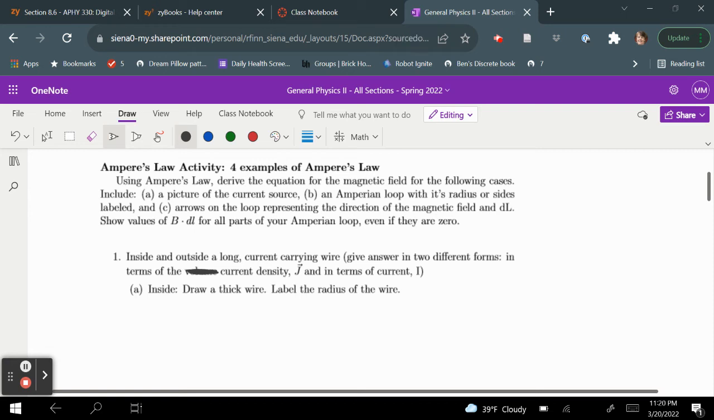In this video, we're going to do 4 examples of Ampere's law. And when we use Ampere's law, we're trying to find the magnetic field. So for each case, we're going to do a picture of the current source, an Amperian loop with its radius or sides labeled, include arrows on the loop representing the direction of both the magnetic field and dl. And we're going to show our values of B.dl for all parts of our Amperian loop, even if they're 0.